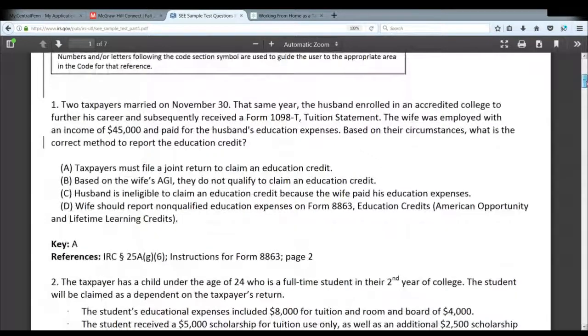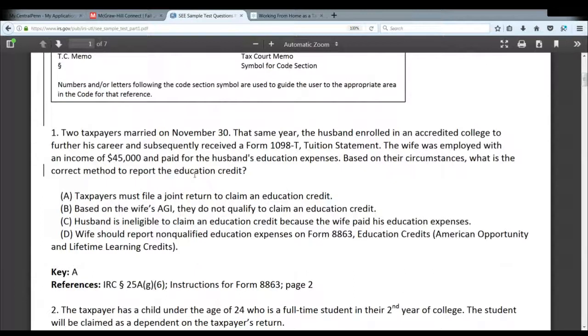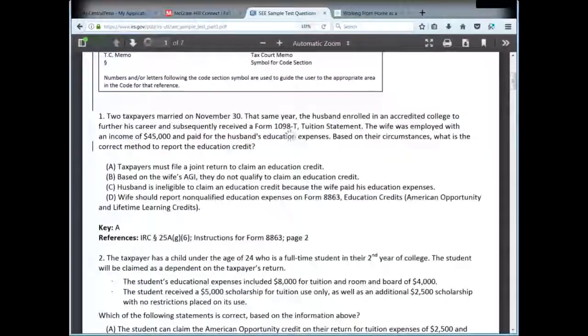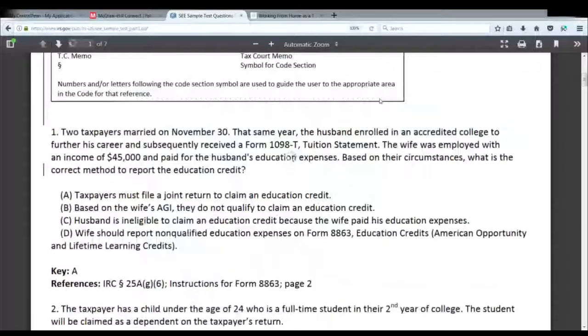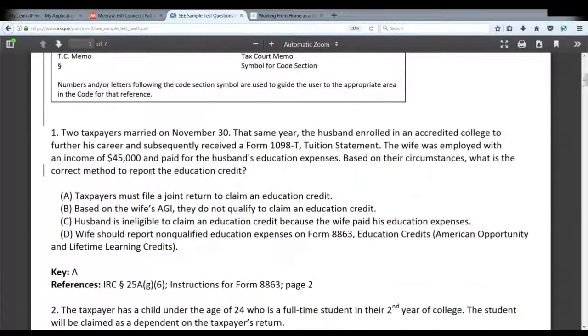So here it is. It has questions like this. So of course I'm going to go down to the bottom, right? That's what I'm always saying to do. Go down to the bottom. Okay. I'm going to look at the question. Based on their circumstances, what is the correct method to report the education credit? So now I have in my mind, I have to focus on education credits, right? So now I'm going to read the question. Oh, with the statement before.